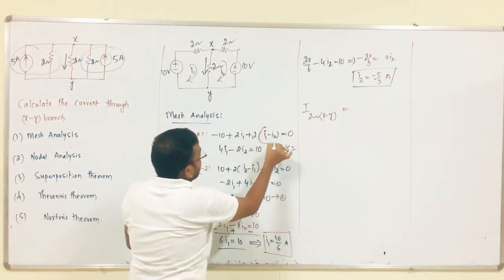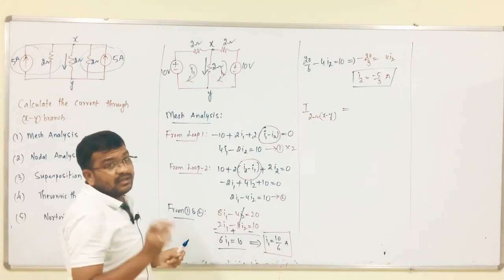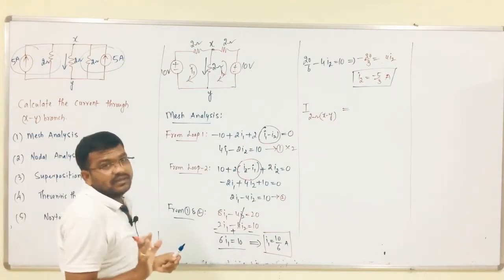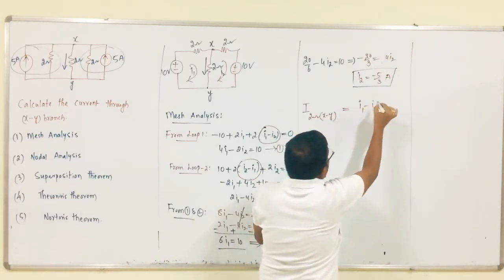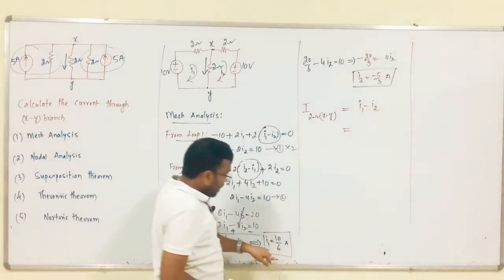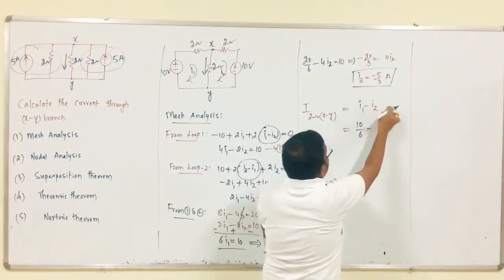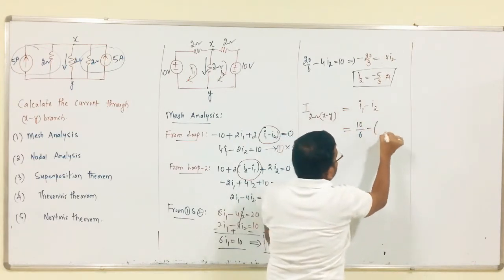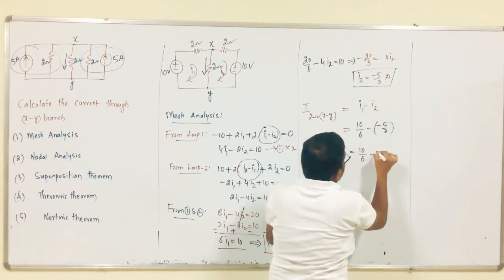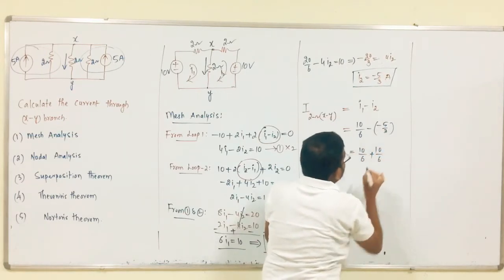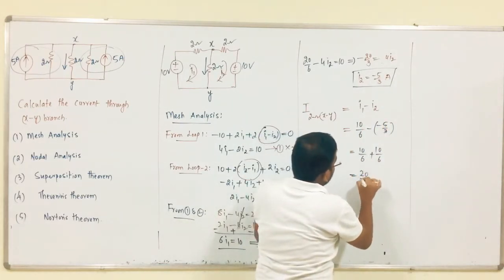With respect to loop 1 it is I1 minus I2, with respect to loop 2 it is I2 minus I1. Both are correct, only the sign is the difference, that is it. So, with respect to loop 1, I1 minus I2 is equal to, what is the value of I1? 10 by 6, minus, and what is the value of I2? Minus 5 by 3. So, minus of minus 5 by 3 gives 10 by 6 plus 10 by 6, which is multiplied by 2. So, that is 10 by 6, which equals 20 by 6.